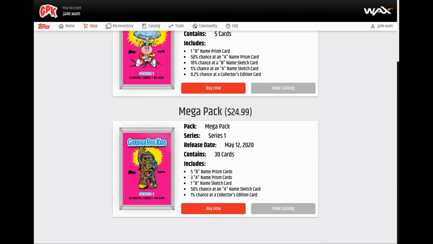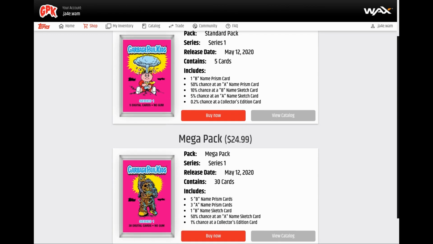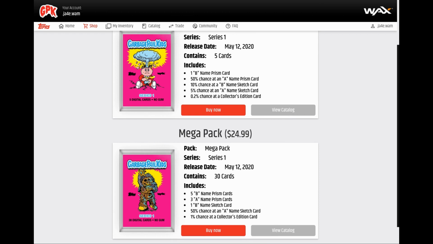The other option is you can buy a $25 mega pack, and you can see it's better. You get more cards for your money, because instead of getting 5 cards, you're getting 30 cards instead of the 25 cards that you would get if you just multiplied this up. So if you care about this kind of stuff at all, the $25 one is the one to buy.